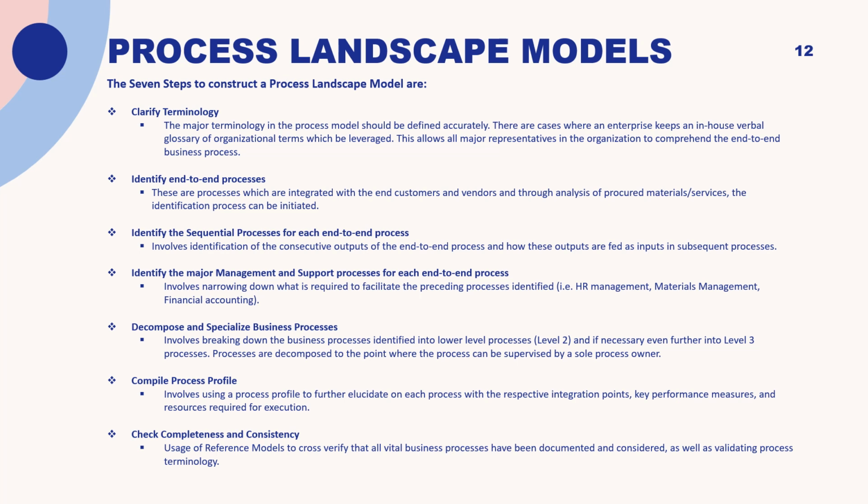Finally, the seventh and last step to construct a process landscape model is to check for completeness and consistency. This involves the usage of reference models to cross-verify that all vital business processes have been documented as well as considered.